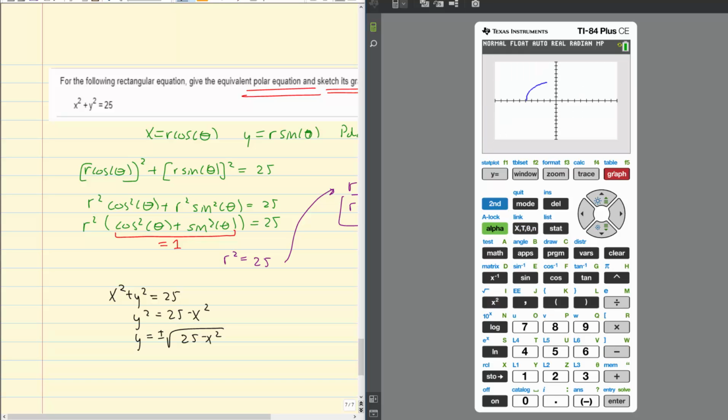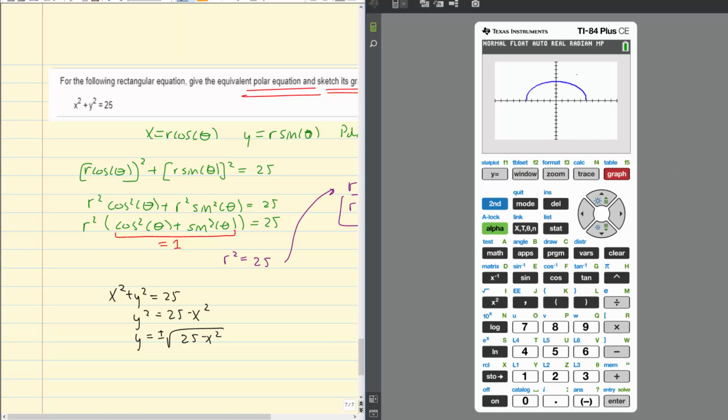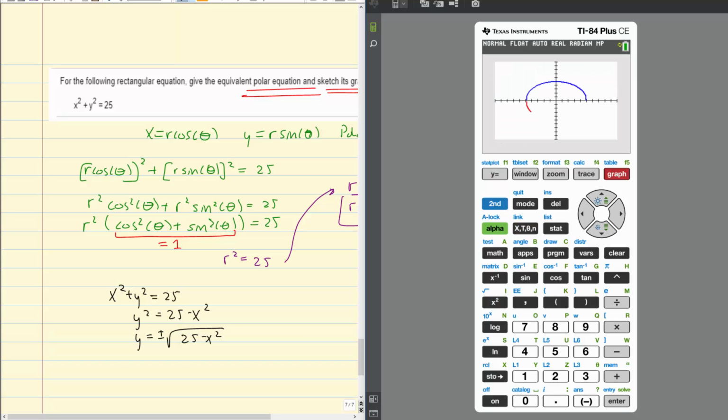And if we hit graph on here, we might have to adjust our window. I get the top part of the circle, and it doesn't look really circular. Yeah, the scales are correct. It just is a distortion of the picture. So it almost looks more like an oval here. Now to finish this off, I would have to come down and do the negative square root of 25 minus x squared. And that would be the bottom part. If you want to make this look more circular, we'd have to change our scale, but this is a circle.